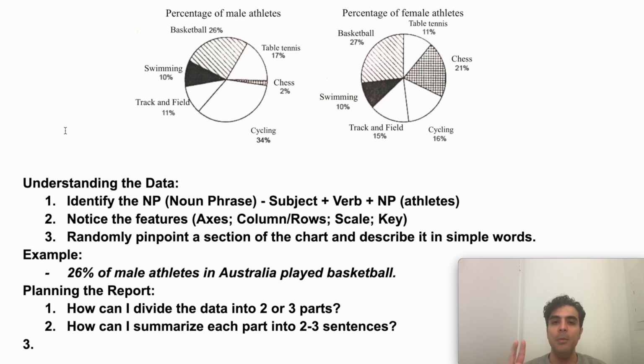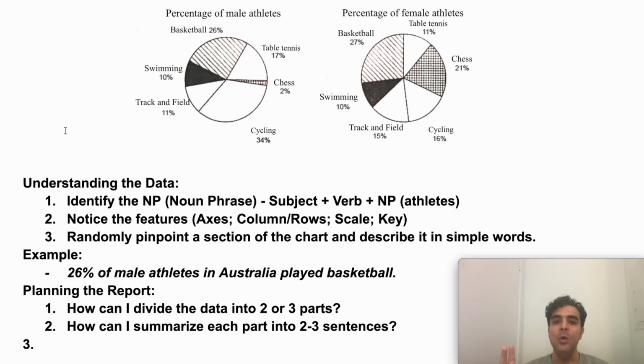Okay, what about my second sentence? Well, in my second sentence, I could perhaps mention how chess is the least common sport among male athletes, right? So I could mention that here. And then what remains is 3. I have table tennis, swimming, and track and field. Can I mention all 3 numbers in a third sentence?